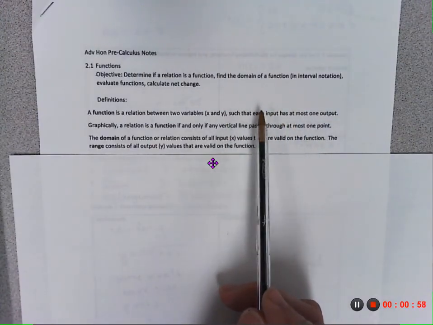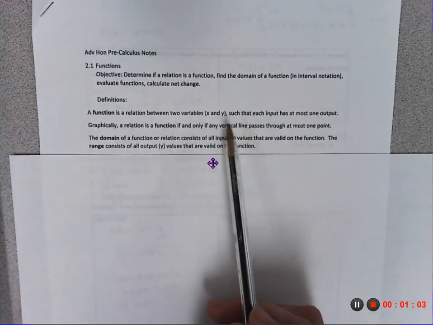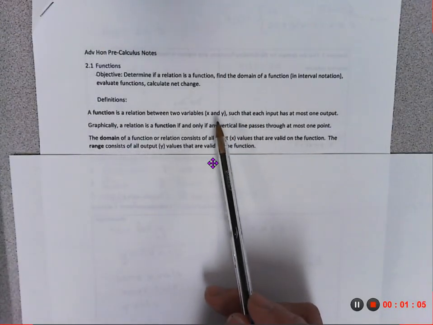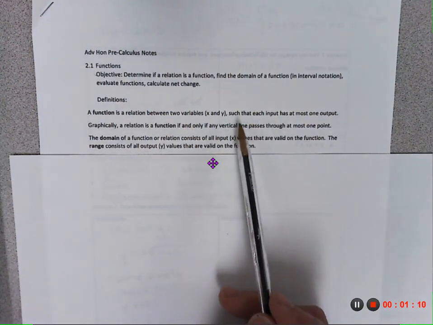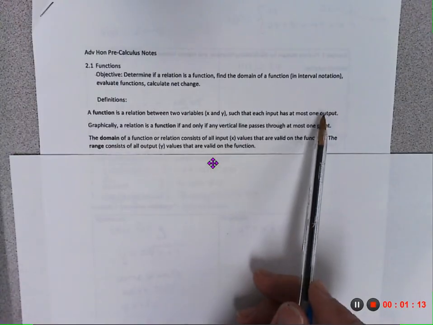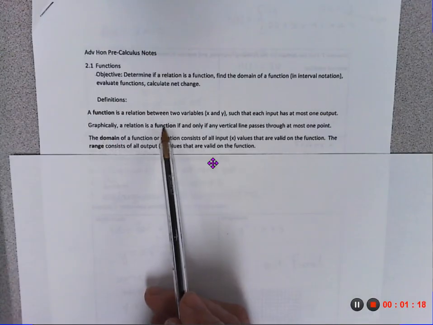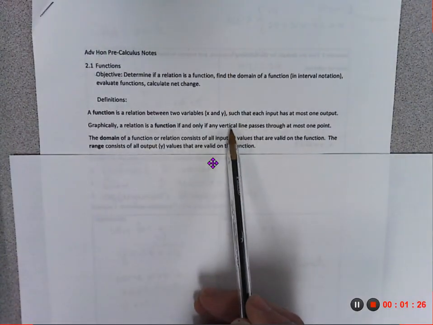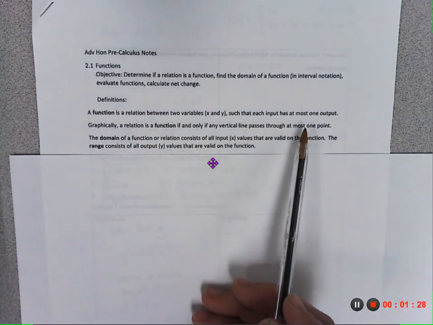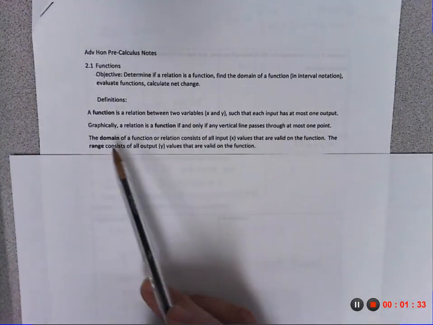A relation sends inputs to outputs, like you could send apples to caramel and peaches to peanut butter, although that sounds a little odd. And that would be a relation. It would also be a function, but a function has the extra condition that every input has at most one output. And I'm sure you remember that you can determine if the graph of a relation is a function if every vertical line passes through at most one point. So it fails if you can find a vertical line that passes through two or more points.